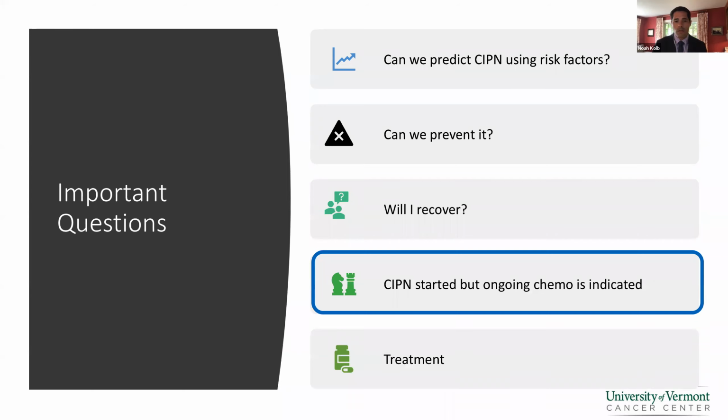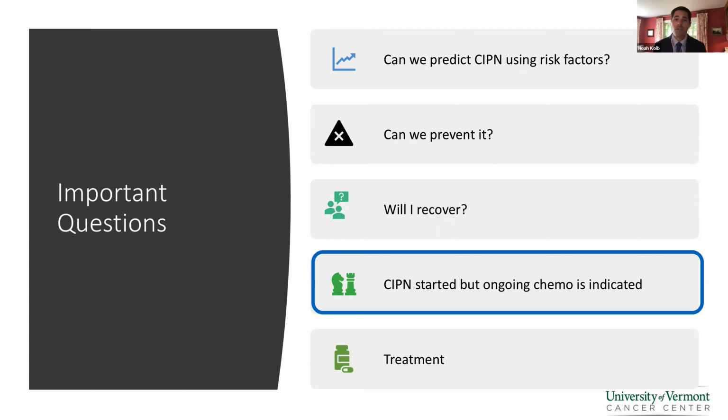So for the instances where people have started chemotherapy and they need to keep getting chemotherapy, it raises some important questions about how to address this and what to tell patients and providers about the risk of keeping the neuropathy. So this is a real challenge, and there's sort of 3 instances that I think of, or you can break it down into 3 categories.